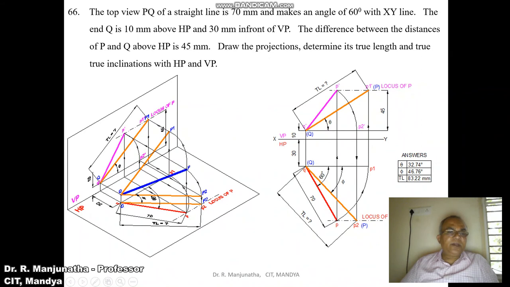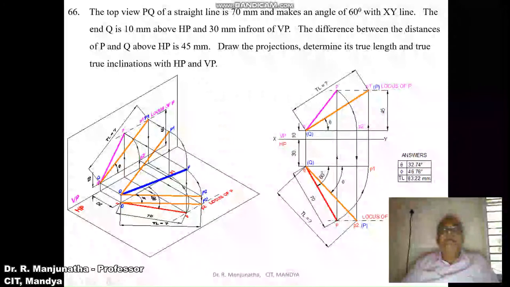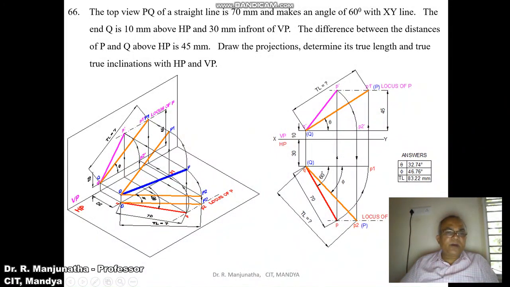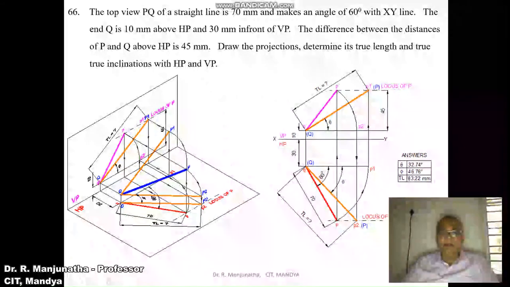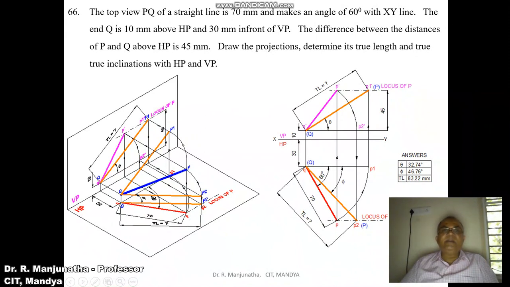That image is going to be seen in the vertical plane, which is Q dash, and 30 mm in front of VP. So when you look from the top view, we can see the distance 30 mm in front of VP. That image is going to fall on HP, which is small q. So that is the distance 30 mm. So now the end Q is 10 mm above HP and 30 mm in front of VP, and the top view is making an angle of 60 degrees with the XY line with a length of 70 mm.